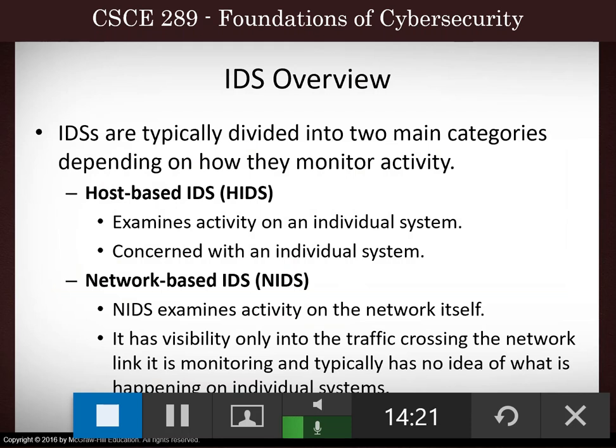IDSs are typically in two main categories, host-based and network-based. Host-based is what I said earlier. It's an individual system, a PC or a server. The network-based is the network itself. It looks at the network traffic crossing the network link it's monitoring. It typically has no idea what's happening on the individual systems. It's looking at the bigger picture.